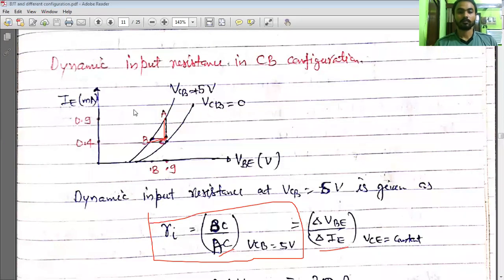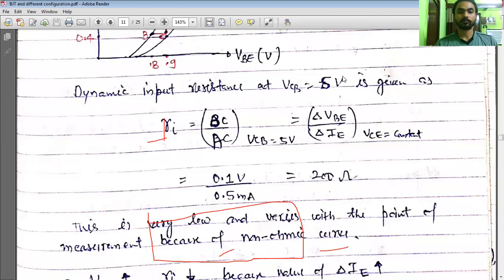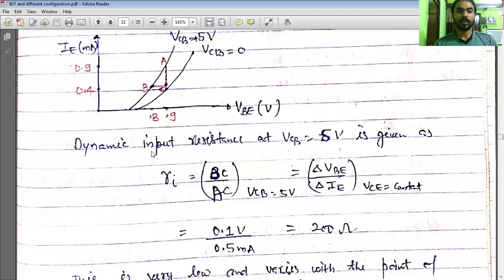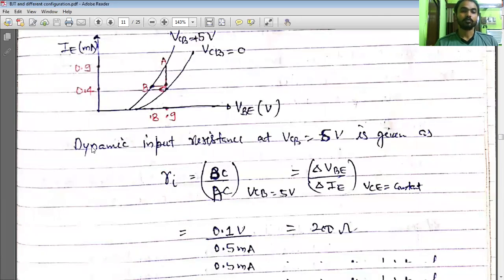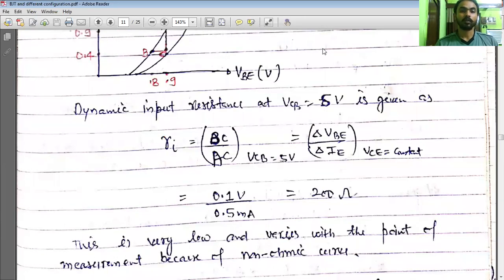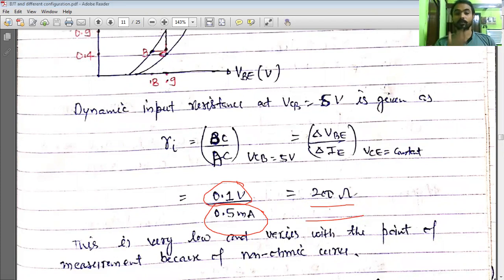Okay, so we'll do some mathematics here. You can see that BC is 0.9 minus 0.8, that is 0.1 volt. And AC is 0.9 minus 0.4 milliampere, so that is 0.1 volt divided by 0.5 milliampere. That comes to 200 ohm. This resistance is very low. And since it is dynamic, this resistance should vary from point to point, because it's a non-ohmic circuit.